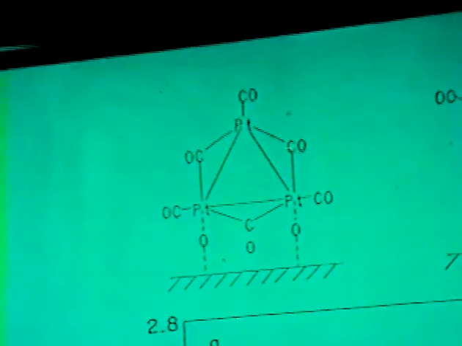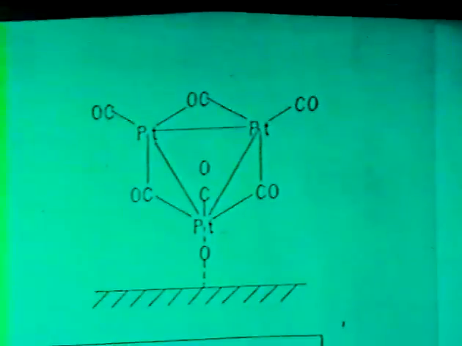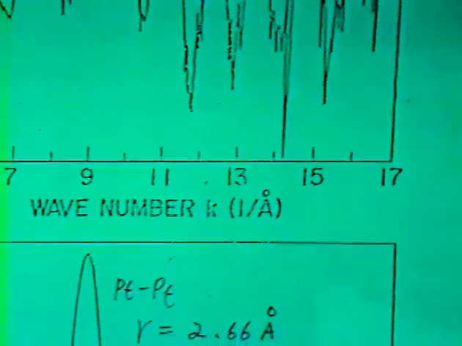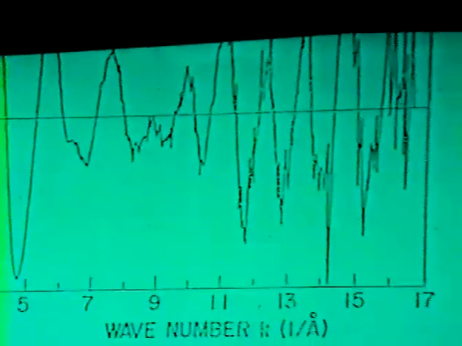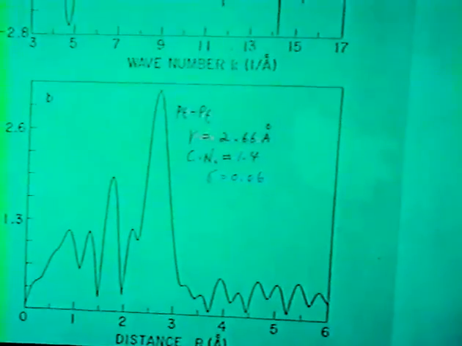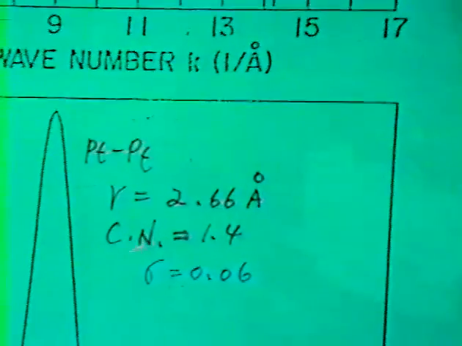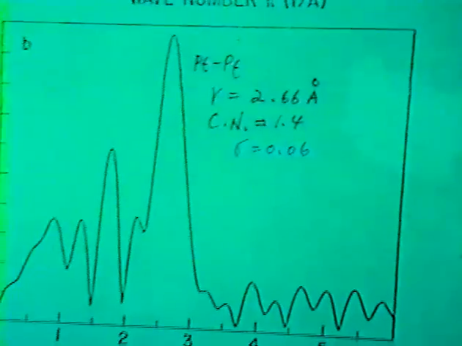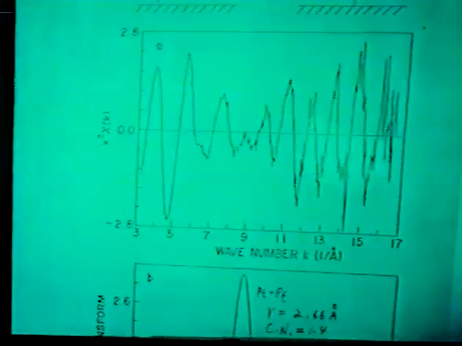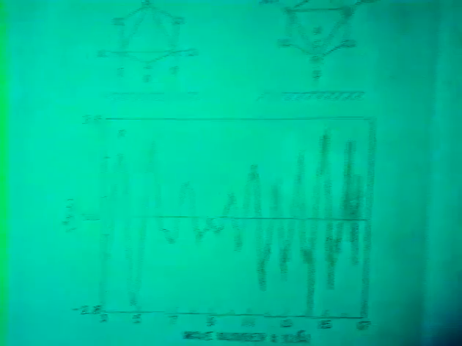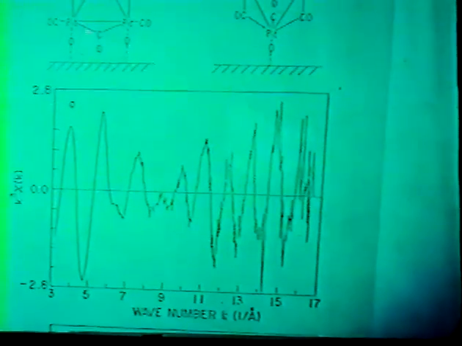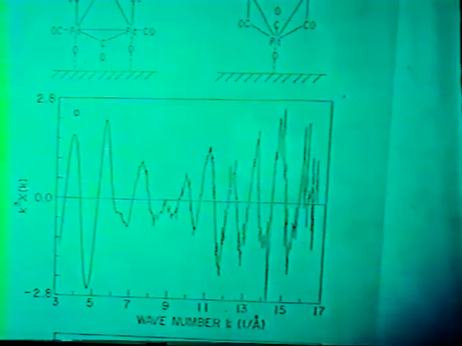We have characterized this intermediate triangular carbonyl species in terms of EXAFS. The data give a platinum-platinum bond distance around 2.66 angstrom, with coordination number 1.4, which corresponds well to the reference of this platinum cluster, coordinated with linear and bridging carbonyls.